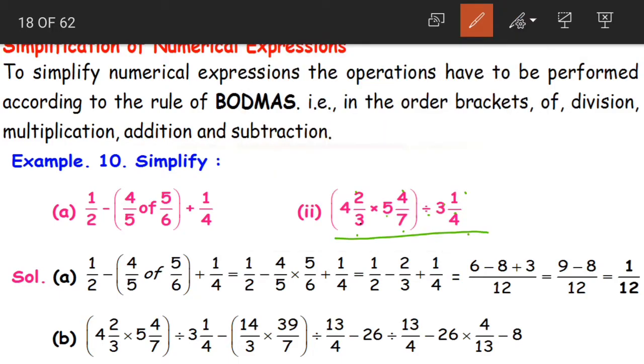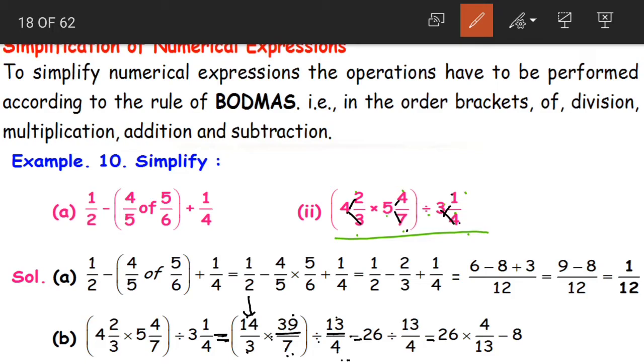Now 4 2 by 3: 4 3s are 12 plus 2 becomes 14 divided by 3. Now next, 4 5 by 7: 5 7s are 35 plus 4 becomes 39 divided by 7. Now 3 1 by 4 is 4 3s are 12 plus 1 becomes 13 by 4. Yes, 14 by 3 into 39 by 7, divided by 13 by 4.